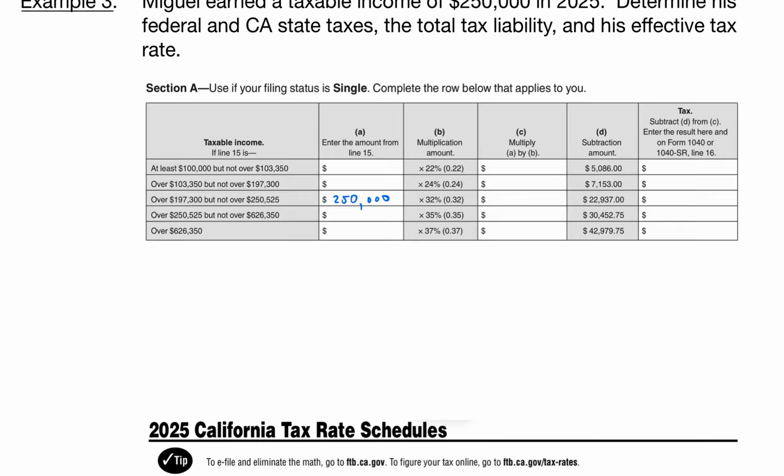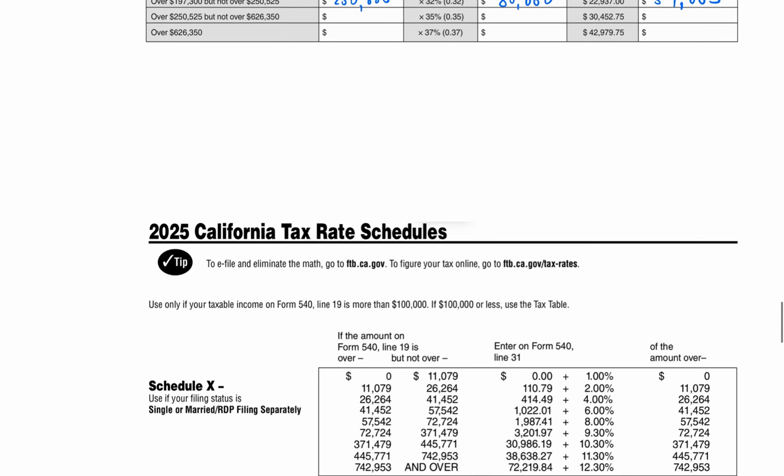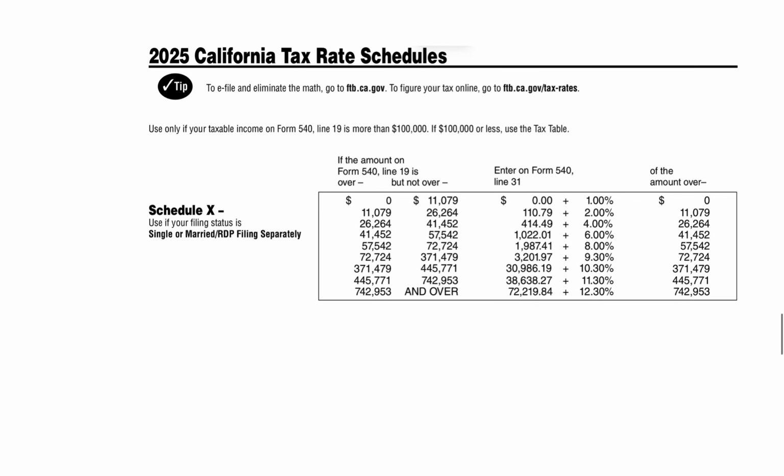And this tells us to multiply by 0.32. So we're going to go ahead and punch that in the calculator, and this works out to $80,000. But that's not the tax liability, because the next step says to subtract this 22,937. And when we do, we get a net of $57,063. So that's the federal tax.